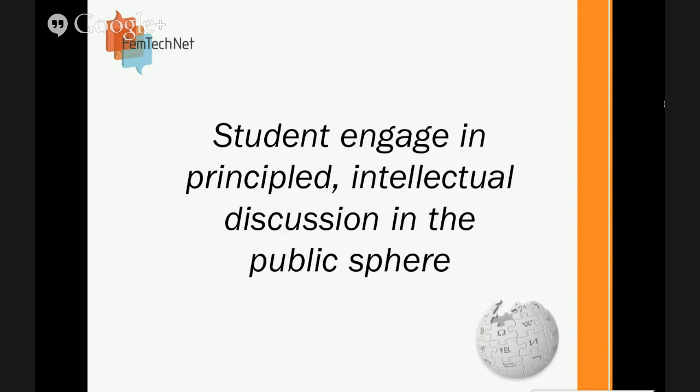And I think our highest aspiration in terms of a learning objective is that through engaging in Wikipedia editing practices, students will learn how to participate in principled intellectual discussions in the public sphere. Next slide.